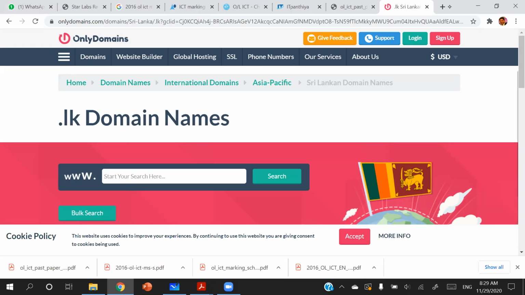So there are many different domain providers in the world, as in Sri Lanka. So this is specifically regarding the LK domains.